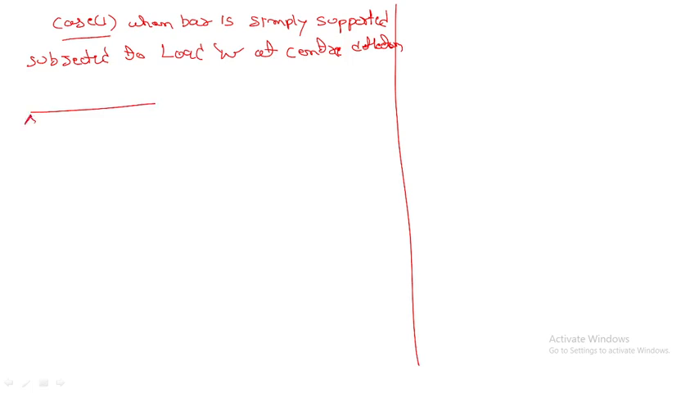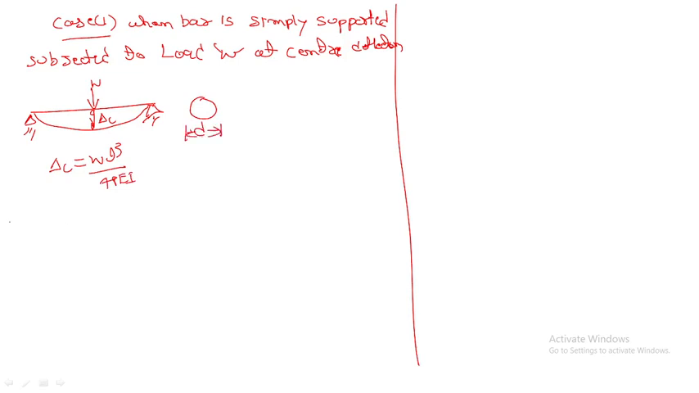So this is the two supports, and this is the elastic curve, and this is the delta C, and this is W, right? So the delta C is WL cube divided by 48 EI. Okay, so this is a circular section, with diameter D.